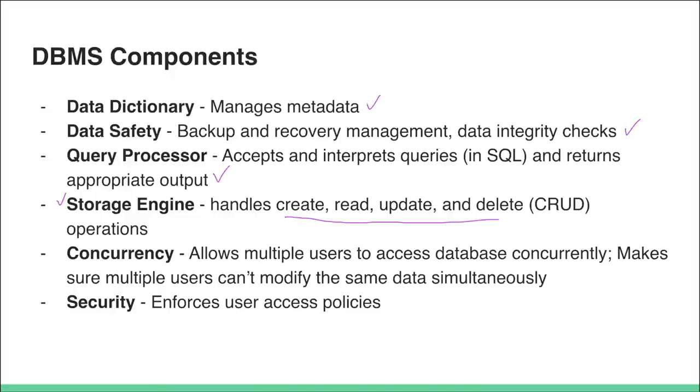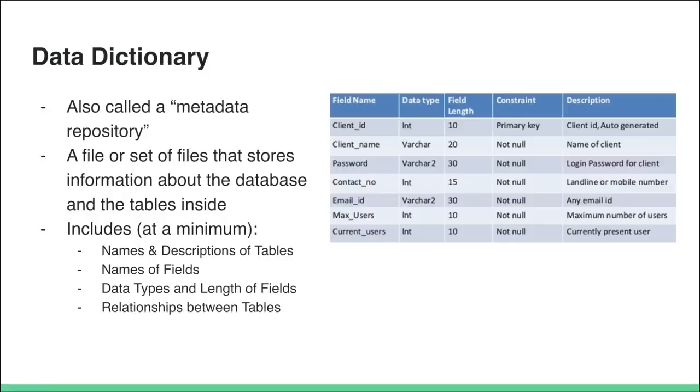A DBMS also allows for concurrency. That means we can have multiple users accessing databases and making changes at the same time without colliding with each other. And then finally, there are security features which enforce user access policies. Basically, we have features that allow us to control which users can access what part of the database and who can make changes to the database. Now, we're going to go into some of the concepts presented here that involve database management systems in a bit more detail.